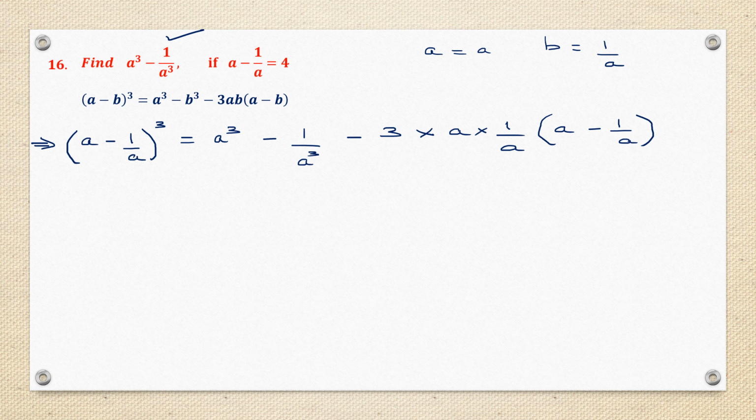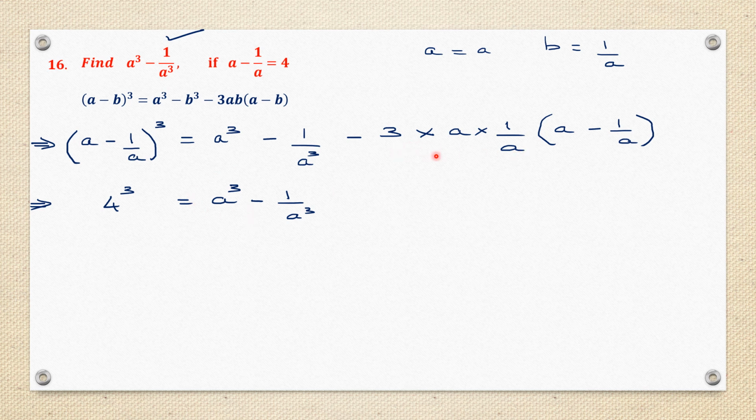Now let's substitute wherever we can. So here we have (a minus 1 by a) the whole cube. Now what is a minus 1 by a? It's given to us in the question. It is 4. So let's write 4 cube. This is equal to a cube minus 1 by a cube. Now this is what we are going to find out. It's asked in the question: find a cube minus 1 by a cube. So this we don't know, so we're going to leave this as it is.